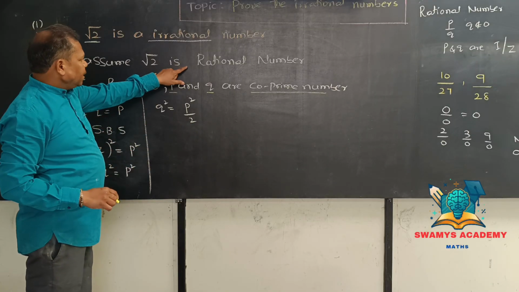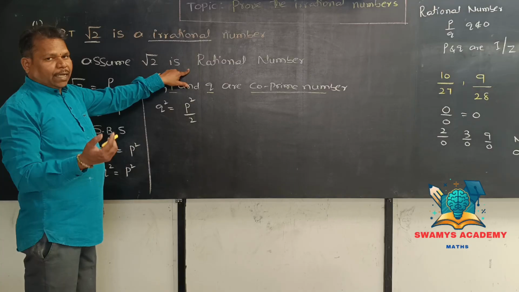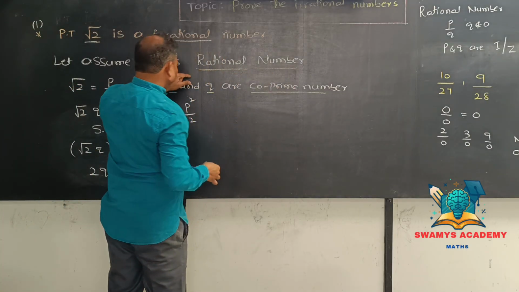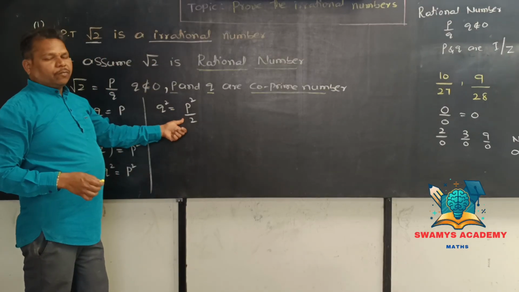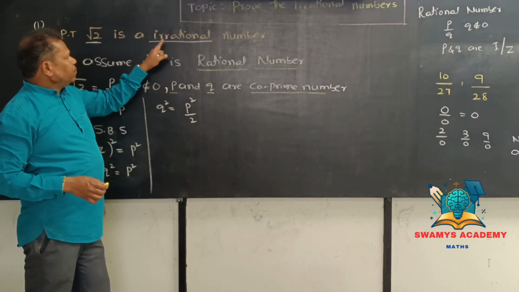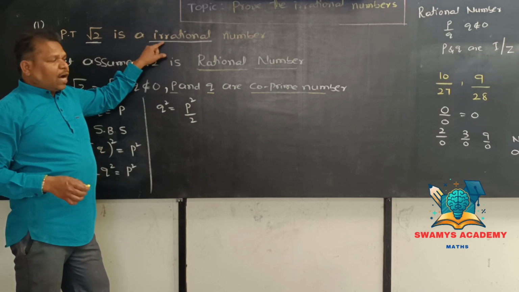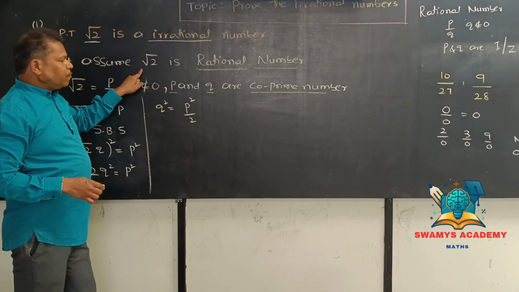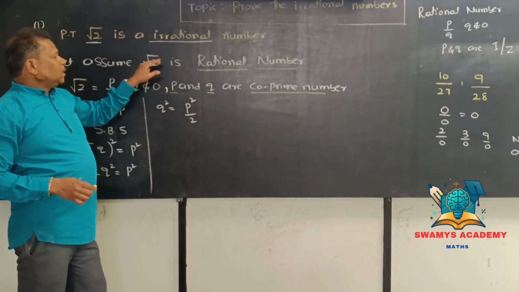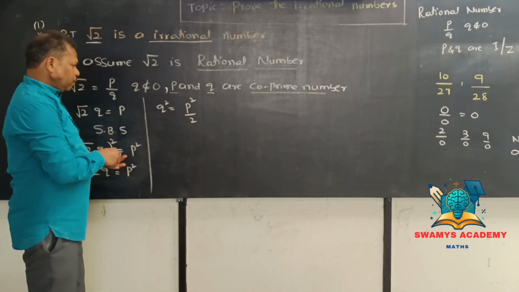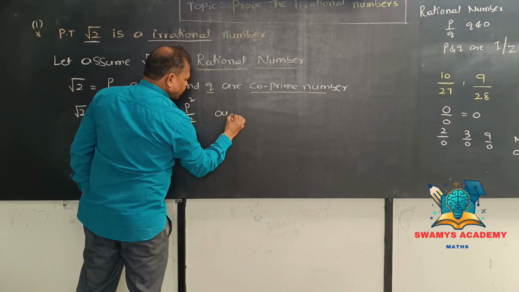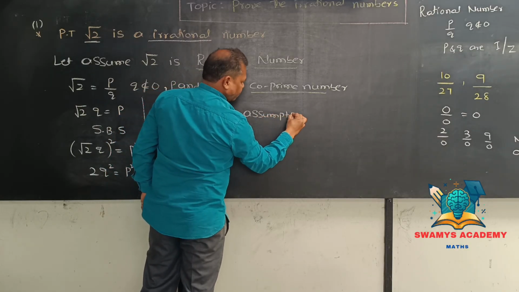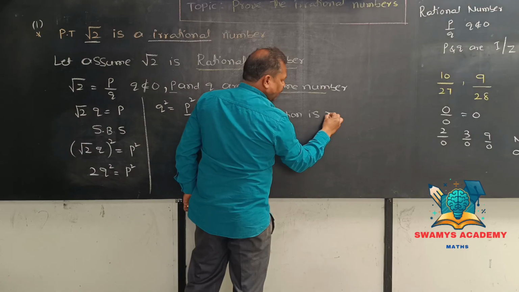So what did we take? We took it as a rational number, but we are not getting a rational number. We are getting the reverse, which means we are getting an irrational number. So our assumption is wrong. Square root of 2 is not a rational number. It is an irrational number. So our assumption is wrong.